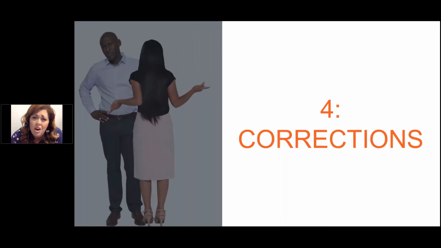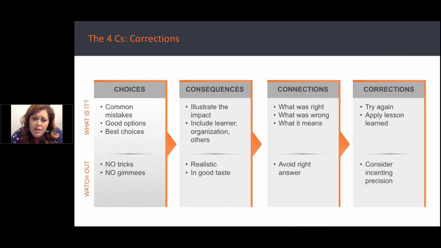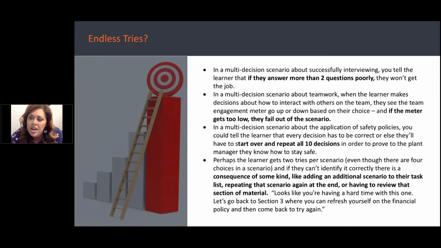And then we'll just go to corrections. Corrections is really quick because it was really just allowing them to go back and try again and apply the lesson learned. And the only thing I wanted to talk about here, because it's pretty self-evident, was to consider incenting precision. When we allow people to endlessly try again, we kind of take the ownership off of them for thinking carefully.